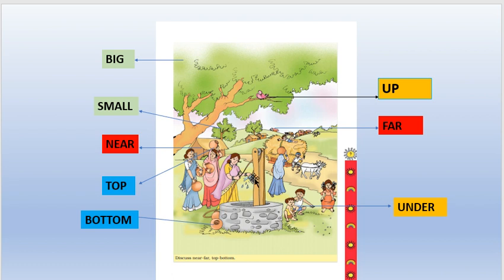Now in this last slide, I'm going to tell you the things in one picture like this. This bird is up, and along with that you can write under. This boy is under the tree. This house is very far, and this house is near. And we are comparing all these things with this well. Okay, top. This is on the top and this pot is at the bottom. This tree is big and this tree is small.